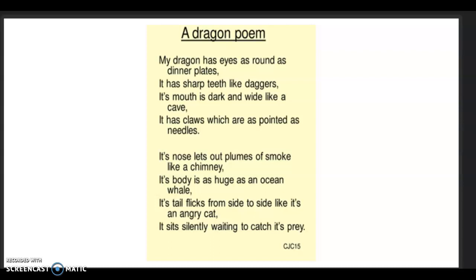My dragon has big round eyes. It has really sharp teeth. Its mouth is dark and wide. It has pointy claws. Its nose lets out smoke. Its body is huge. It flicks its tail from side to side. It sits silently waiting to catch its prey.